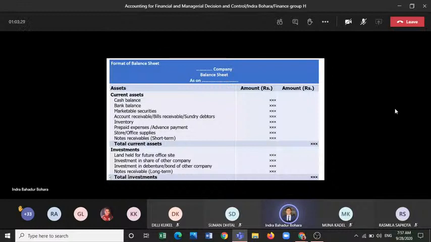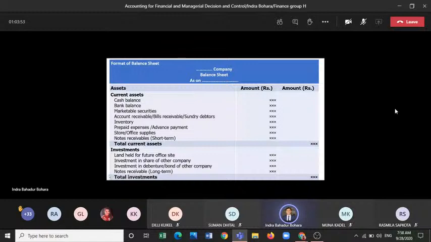Another is land held for future site. When you have invested some amount, your earnings, some amount of your capital in purchasing land for a future office building or future office site, it is simply an investment. It is not called land and building. It is not land only. It is land held by the company for a future office site. So it is also investment.